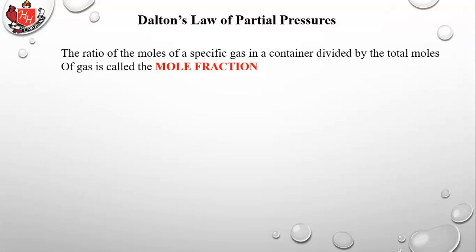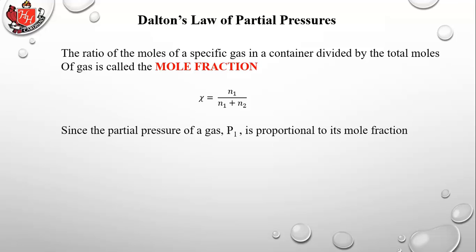So the ratio of the moles of a specific gas in a container divided by the total moles of the gas is called the mole fraction. Mole fraction is designated by that funny looking X. It's the Greek letter chi, and that represents mole fraction. So it's simply the number of moles of one of the gases over the total number of moles of gases in the container.